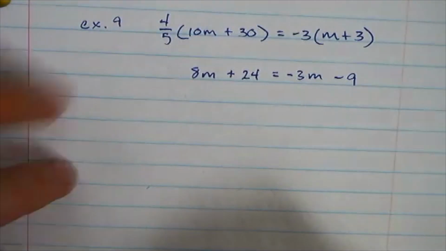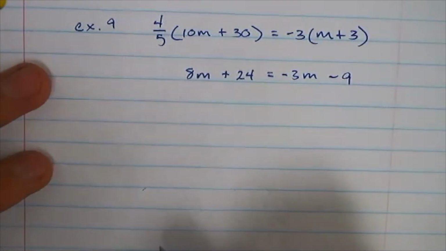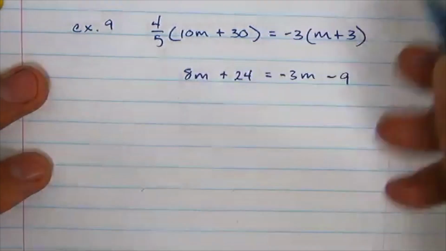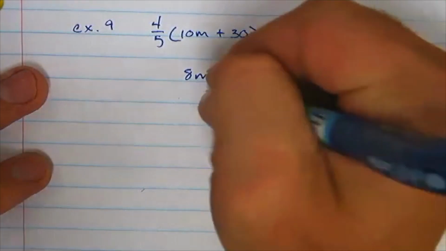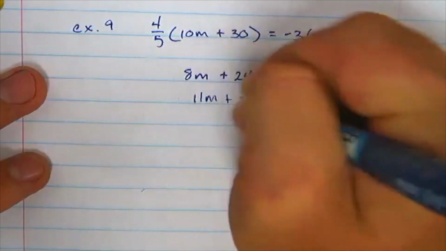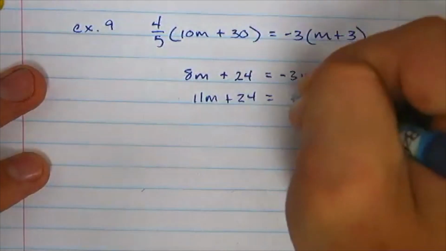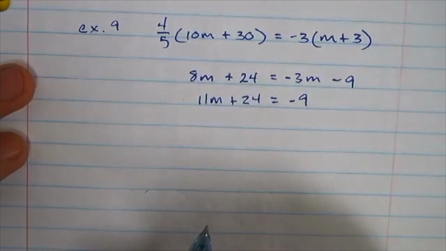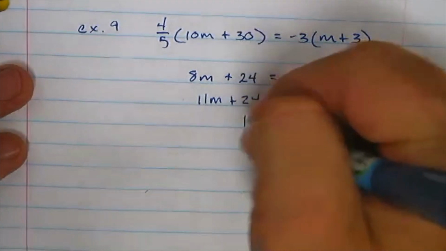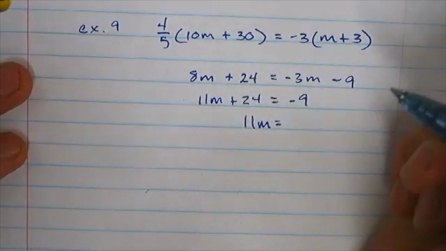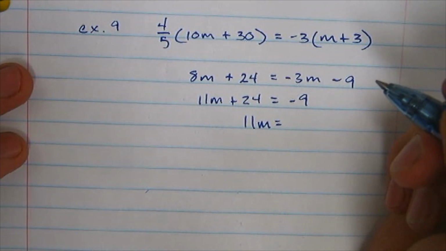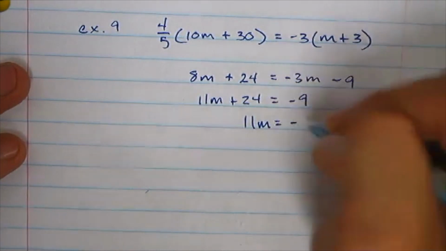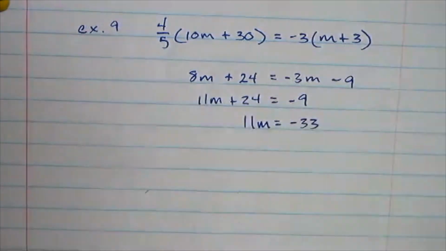Watch your signs, right? That's a negative 3 times a positive 3. I'm going to add this 3m this way. So that's 11m plus 24 equals negative 9. I'm going to subtract that 24 from negative 9. Again, integer operations can be the bane of a lot of our existence, but make sure we're doing it correctly. And if you didn't do it correctly, this problem gets kind of ugly, right?